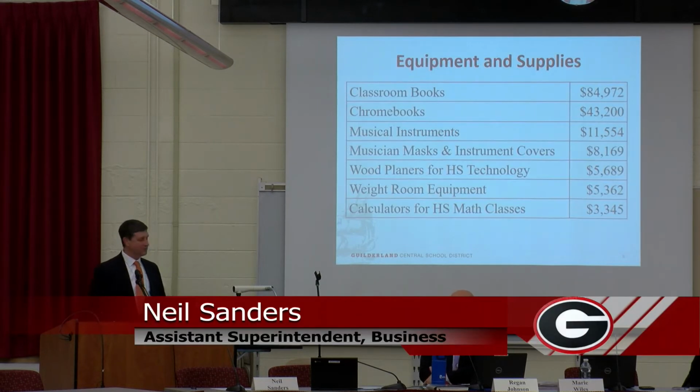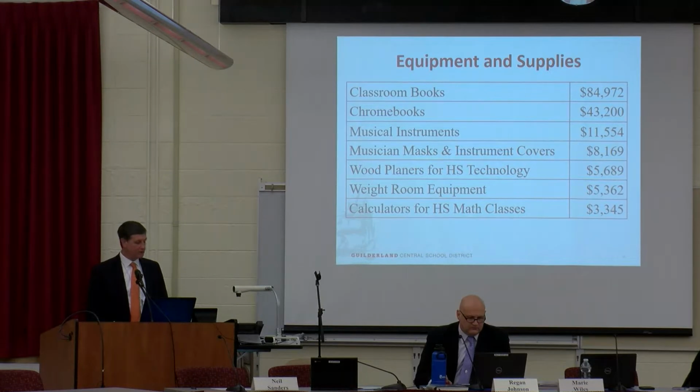Thank you. I'm going to pick up with more of our categories where we have expenses that we plan to utilize these federal funds for. So under the category of equipment and supplies, we're looking at providing more classroom books, some additional Chromebooks, musical instruments, musician masks and the instrument covers that go along with those, a wood planer for the high school technology department, weight room equipment, and calculators for the high school math classes.